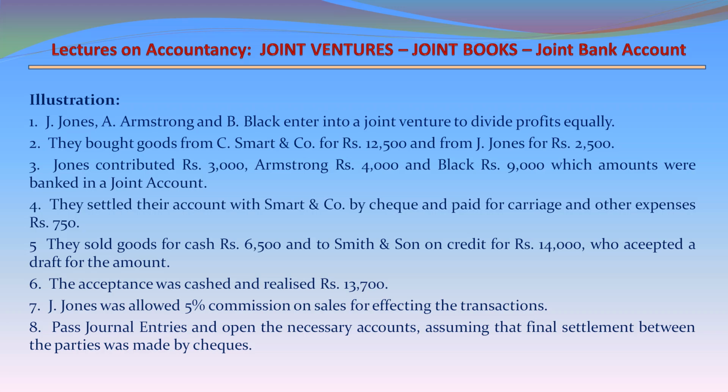They sold goods for cash Rs 6,500 and to Smith and Sons on credit for Rs 14,000, who accepted a draft for the amount. The acceptance was cashed and realized Rs 13,700. J. Jones was allowed 5% commission on sales for effecting the transaction. Pass journal entries and open the necessary accounts, assuming that final settlement between the parties was made by checks.